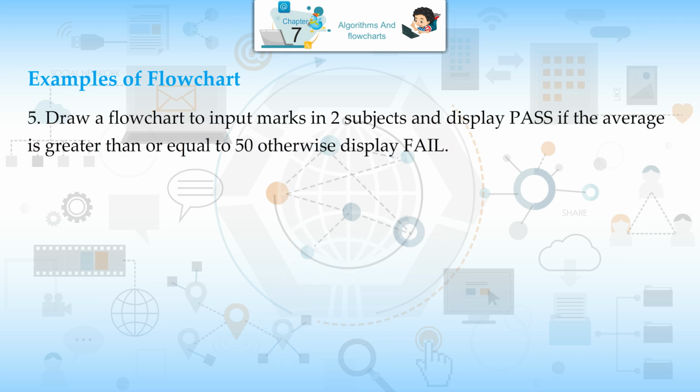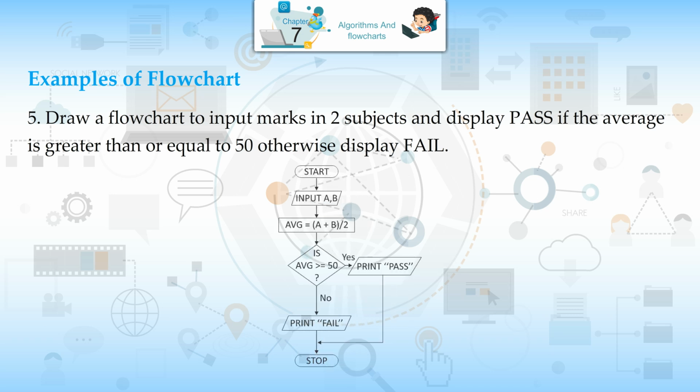Stop. 5. Draw a flowchart to input marks in two subjects and display pass if the average is greater than or equal to 50. Otherwise, display fail. Start. Input A, B. Average is equal to (A plus B) divided by 2. Is average greater than or equal to 50? Yes. Print pass. No. Print fail.